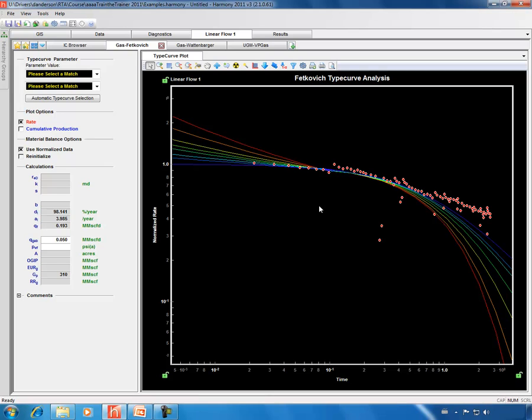And really that's what RTA is all about. It's about looking at several different diagnostic plots and trying to come up with a qualitative interpretation of what's going on. So we haven't drawn a conclusion yet as to what we have here. The only thing we know for sure is that we have some transients in the data. This production has not yet reached boundary dominated flow.